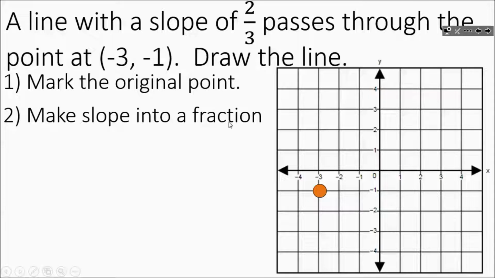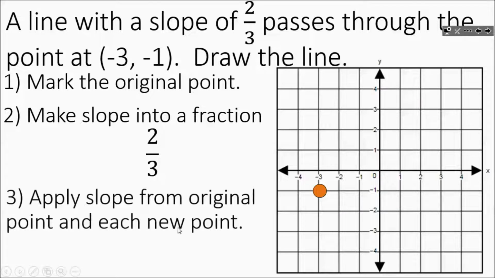Now it says write the slope as a fraction. Well, it's already a fraction, so they did that part for you. And now we just take that slope, that's a +2 over a +3. We're going to think of that as up 2 and right 3. Positive numbers on top mean upward, positive numbers on the bottom mean right. So we're going to take our point and go up 2, right 3. There we go, and then up 2, right 3 again.